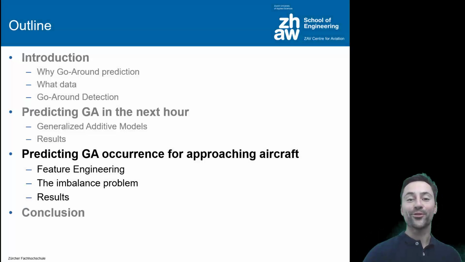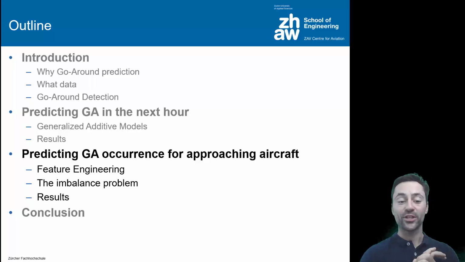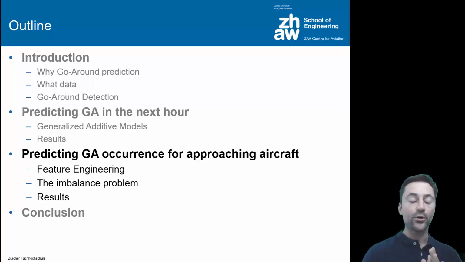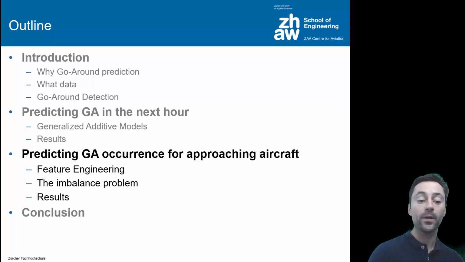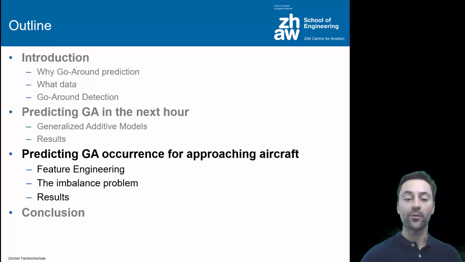So now I will talk about the second model we have worked on, which is trying to predict the go-around occurrence for an approaching aircraft. I will start by talking about the feature engineering we have done, the imbalance problem, and finally the results we have obtained with this model.